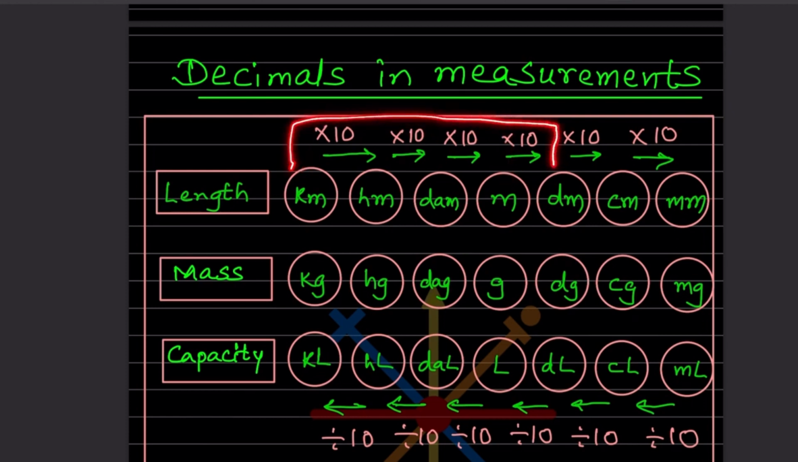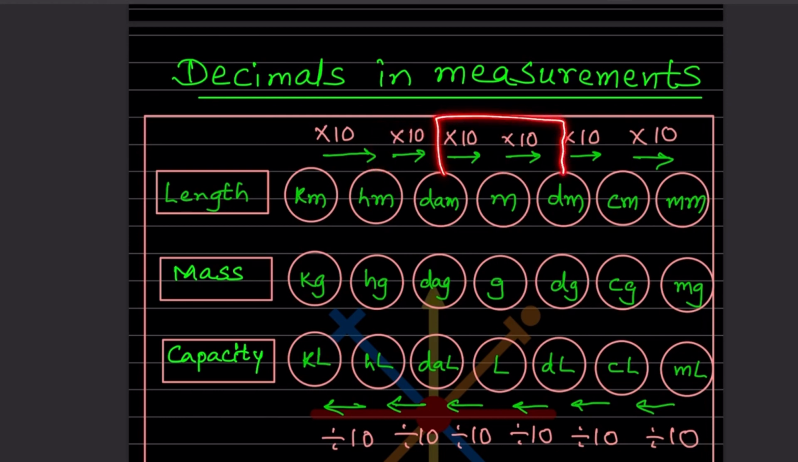Then here it is going to be 4 tens. Here it's going to be from kilometer to centimeter 5 tens. And from kilometer to millimeter 6 tens. Now suppose you want from hectometer to decameter. So how many tens are there? Just make a box like this. So it's easy. There is only 1 ten. If you want from hectometer to meter, 2.